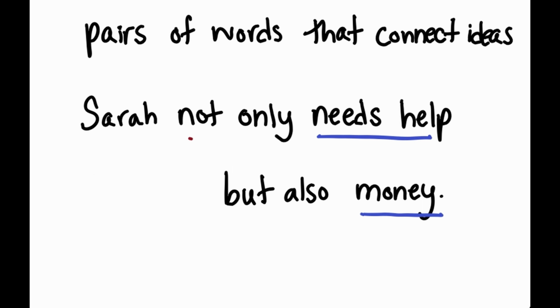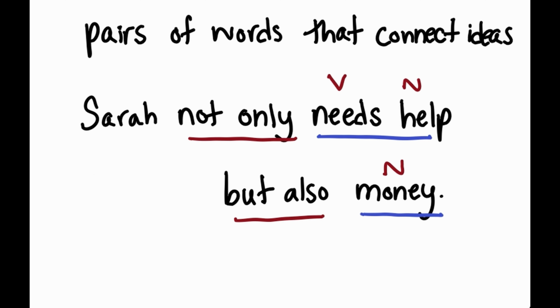So for the first one, not only, we have it referring to a verb and a noun. You need to know what those are. We have videos on both verbs and nouns. And then we have but also, but it's only referring to a noun just by itself. It doesn't have a verb with it. These are not identical structures. So this is technically an ungrammatical sentence.